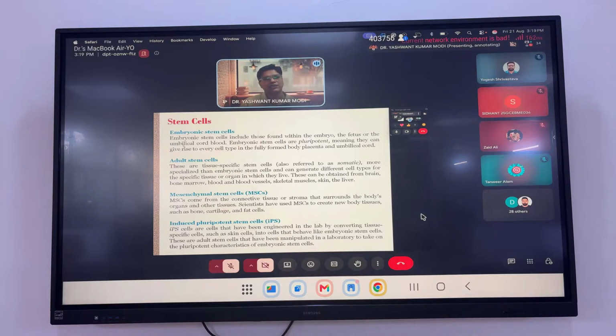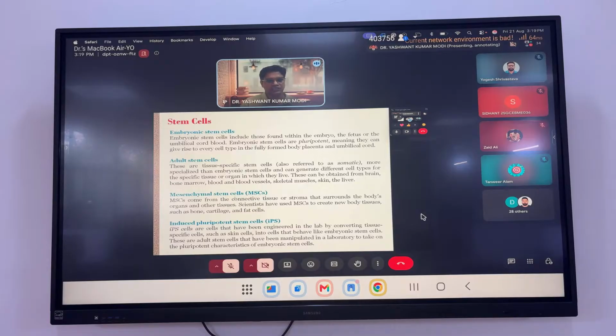Embryonic stem cells are basically cells found within the embryo, the fetus or the umbilical cord blood. Embryonic stem cells are pluripotent, meaning they can give rise to every cell type in the fully formed body, placenta, and umbilical cord. Right? These are the cells which can renew themselves, and later on they differentiate into different types of specialized human cells in the body. So let us not go into much detail on these cells.